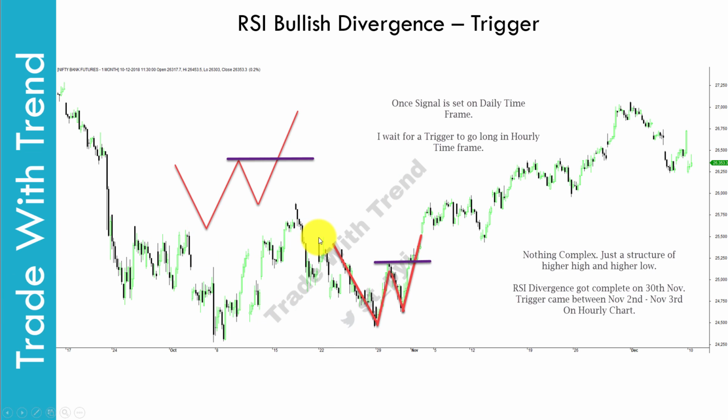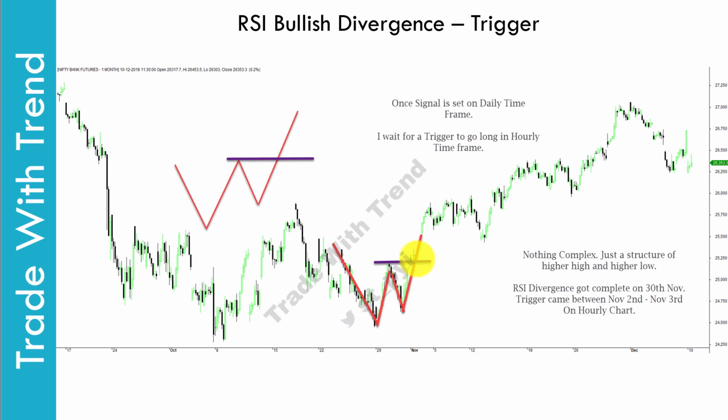Now this is a 60-minute chart. For the trigger, I am looking for a simple pattern of formation of higher highs and higher lows on a 60-minute chart. That is when I go and enter the trade. Based on what we have discussed, I'm simply looking for a structure of higher high and higher low and then a breach of a valid pivot.